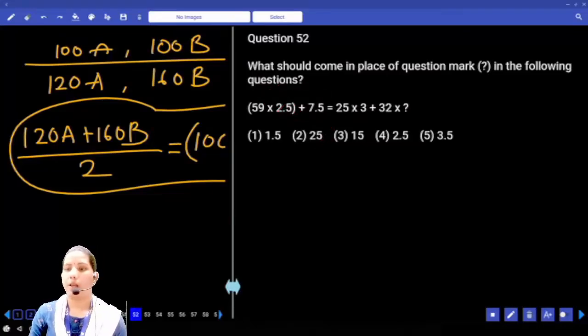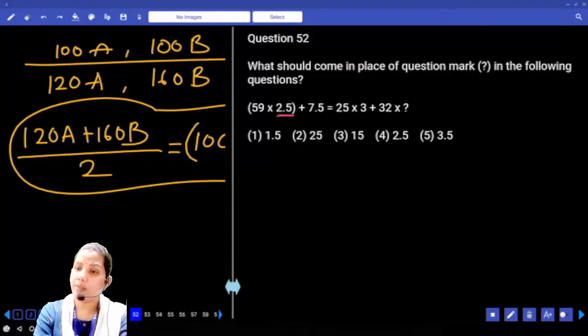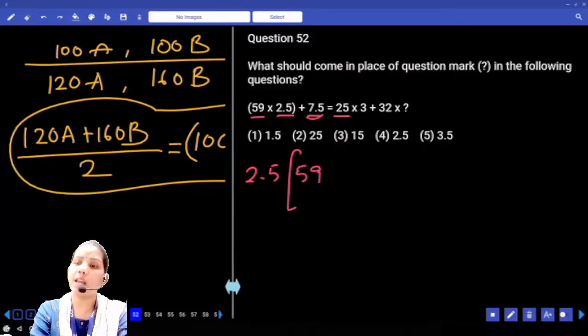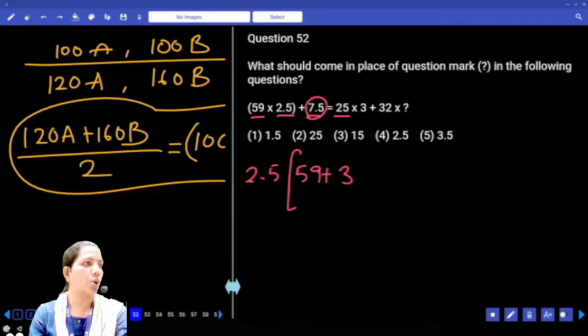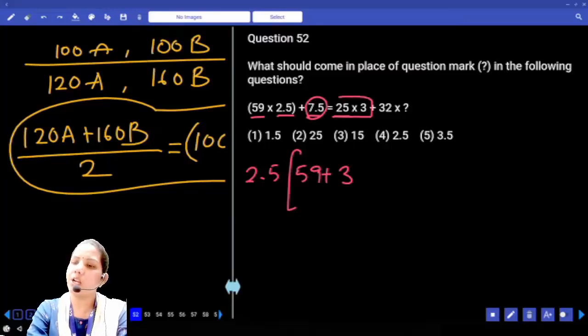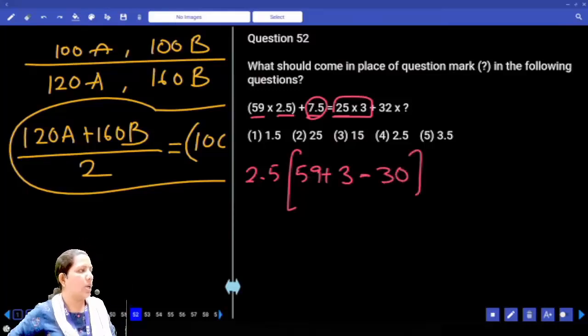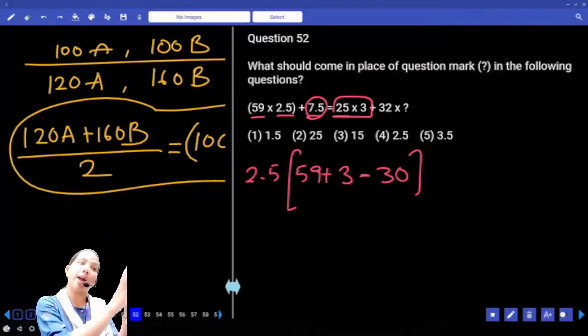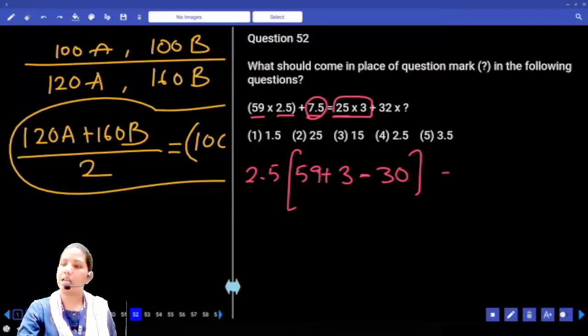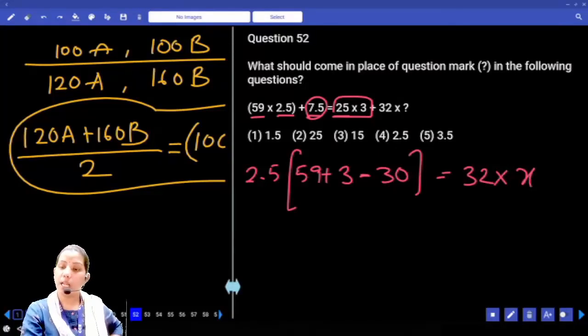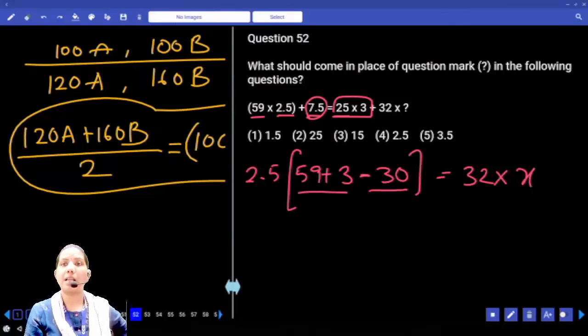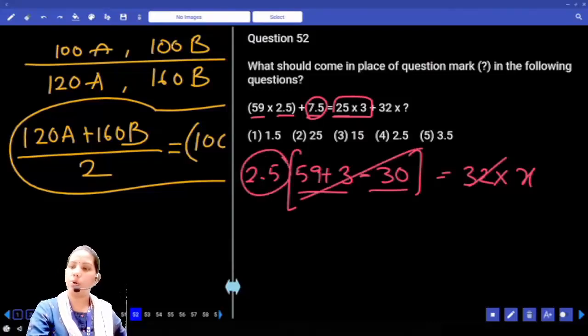Next question number 52. Here also 2.5 and here also 2.5. So 2.5 is common, and what is remaining? 59. If 2.5 common, what is remaining? 3. 2.5 into 3 is equal to 7.5. Already 2.5 was common, so remaining is 3. 2.5 into 3, out of 75, 2.5 common, then remaining is 30, not 3. Okay, 30 is equal to 32 into some question mark. What is 59 plus 3? 62 minus 30. 32, 32 cancel. What is x value? 2.5. Fourth option.